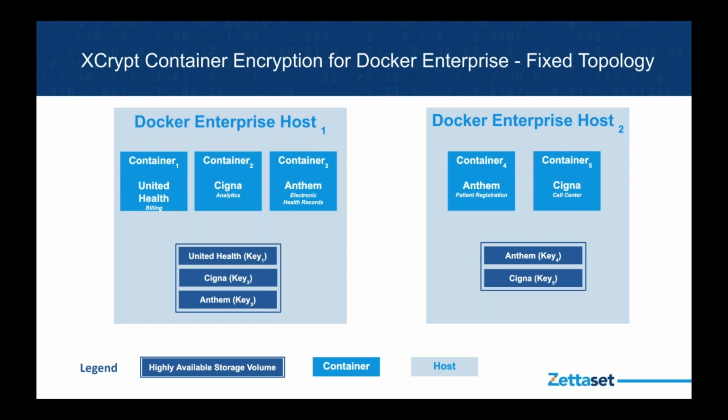What we're seeing here is that as you segment the storage to associate it with containers, that segmented storage not only is container specific, the encryption of the storage is also container specific. So to make a complete example, if I, as a bad actor, managed to break into container 2 on host 1 that's running a Cigna analytics software, the Cigna analytics software will be compromised, the data will be exposed, but United Healthcare, Anthem data, and Cigna other call center application will not be compromised.